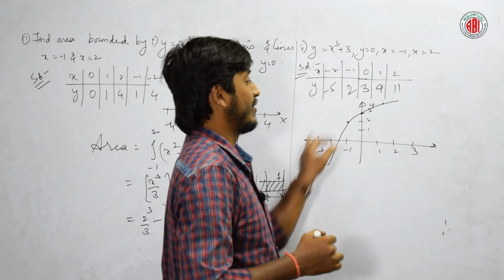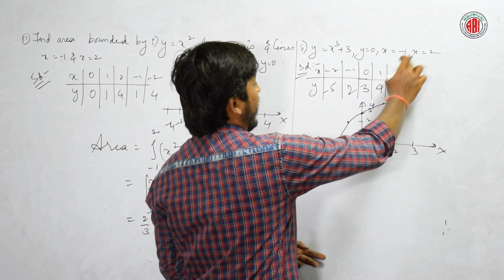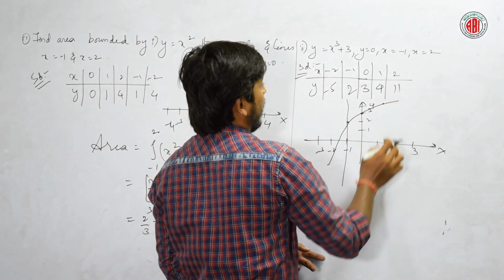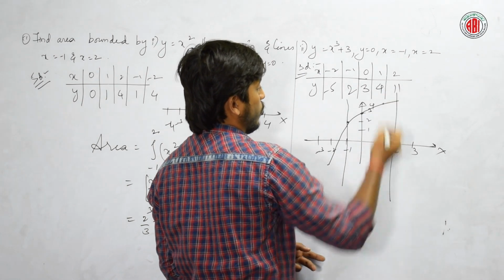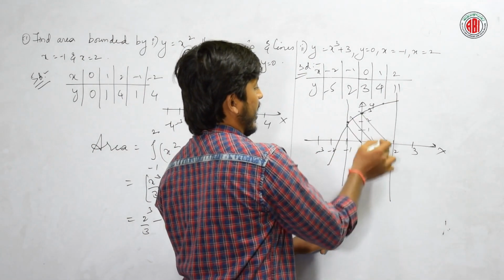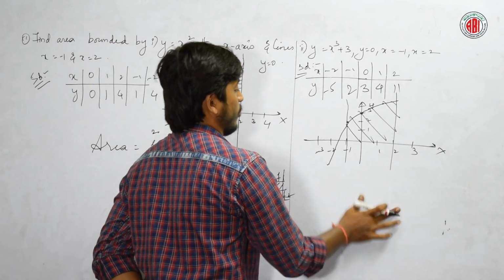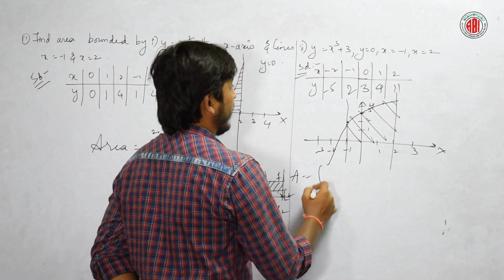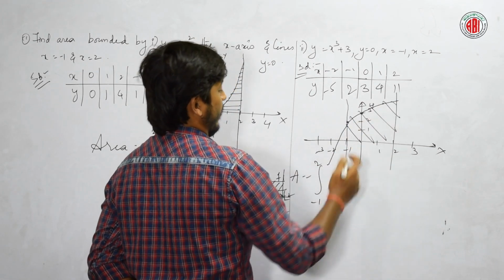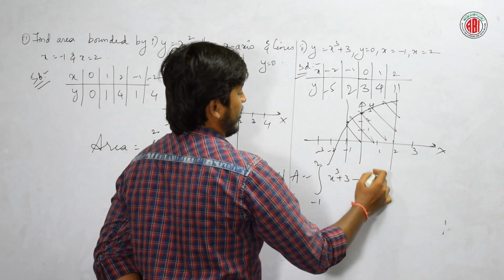Next, y equal to 0 is again the x axis. You know that. X equal to minus 1 to 2. Here x is minus 1 and here x is 2. Clear? Now, we are going to find the area under this curve. How do we find it? The same issue. Area is the integral from minus 1 to 2 of first f of x, that is x cube plus 3, minus second f of x, which is 0.